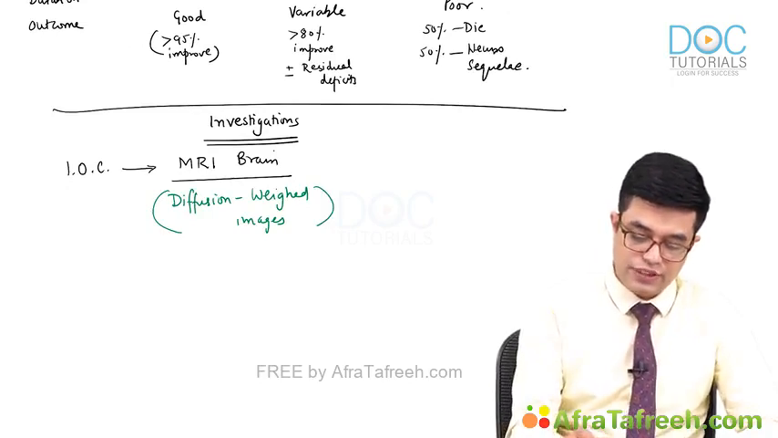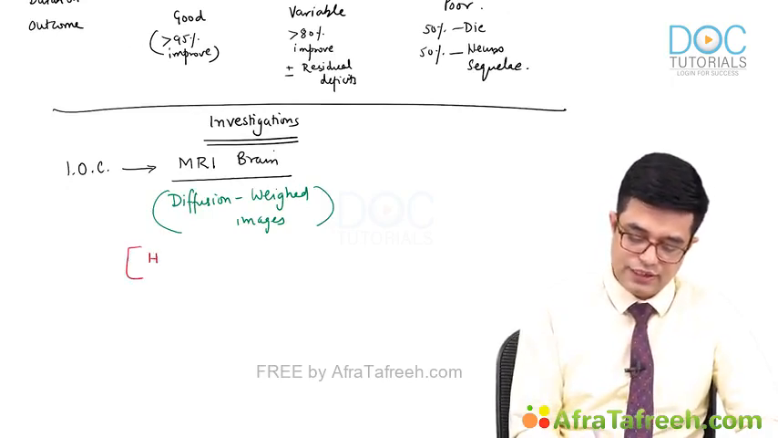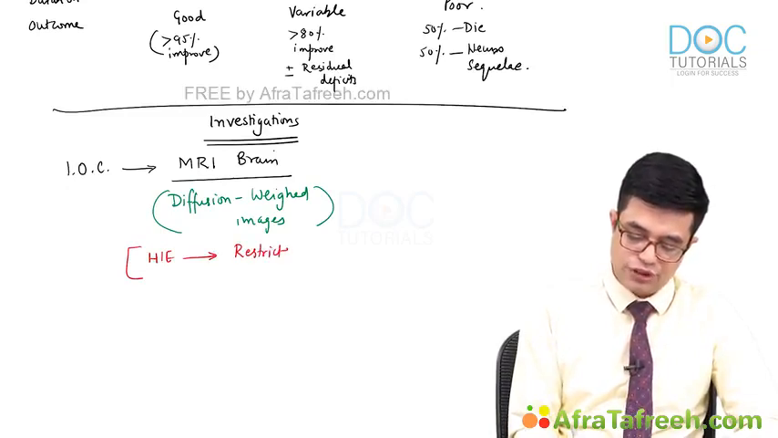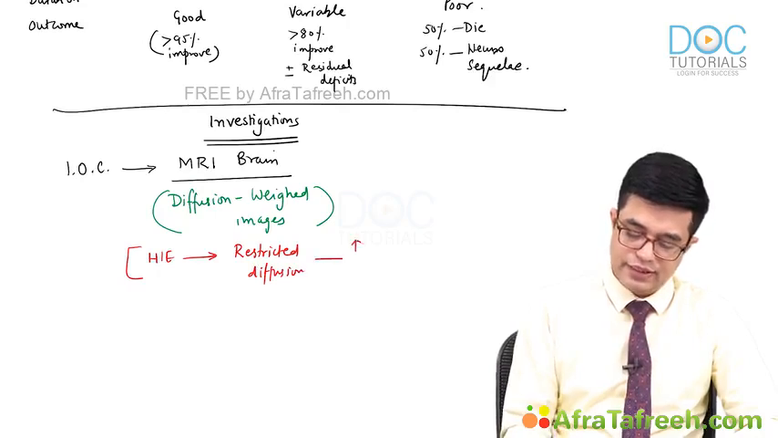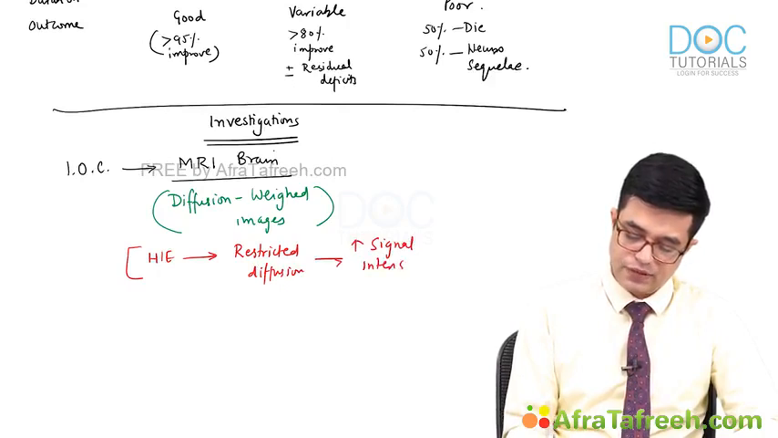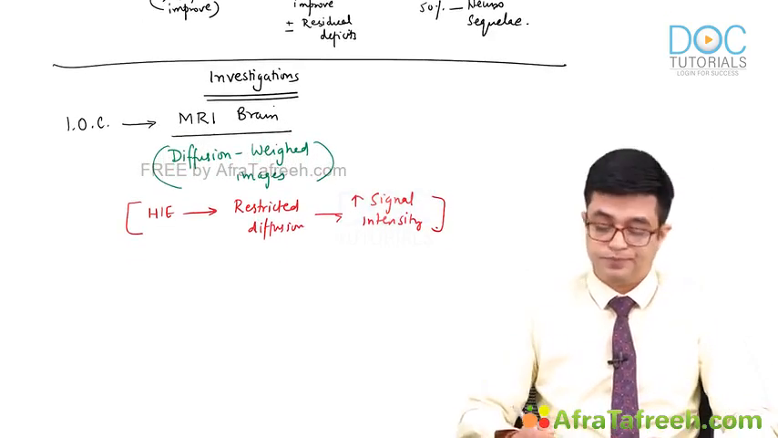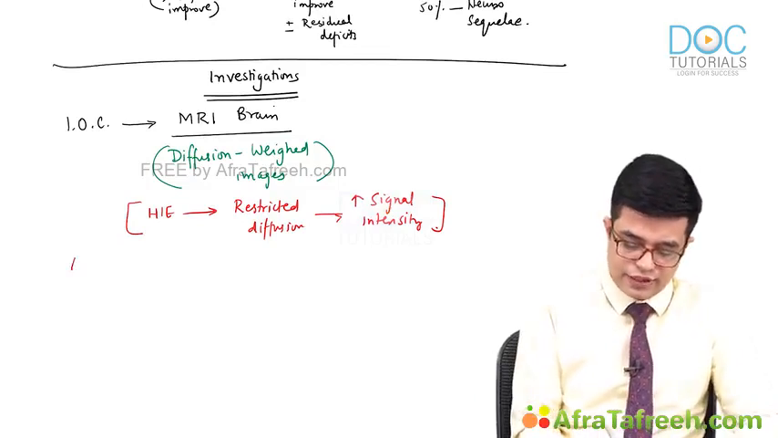In case of hypoxic ischemic encephalopathy, HIE patients, you will find a restricted diffusion which will appear as increased signal intensity. That will tell you the development of the areas involved in HIE. Additional investigations.